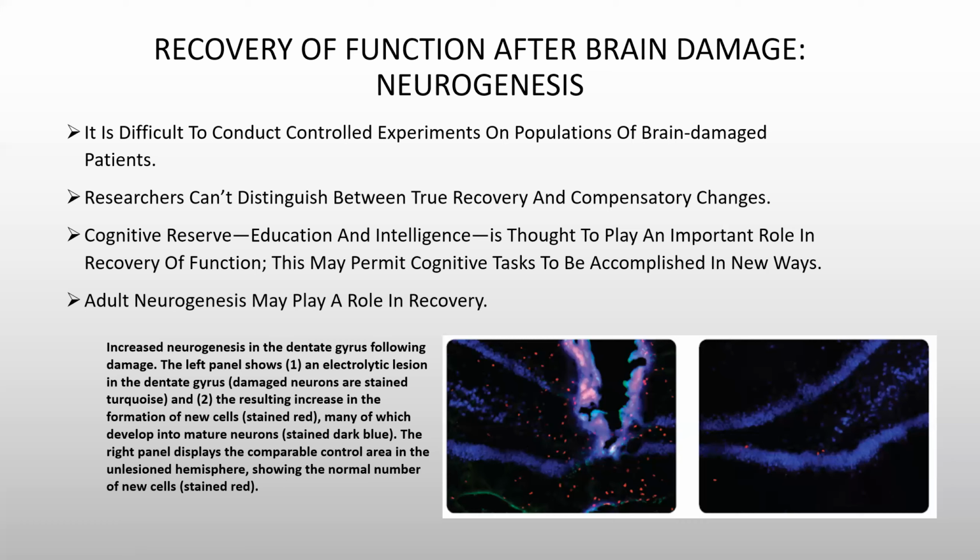The left panel shows an electrolytic lesion in the dentate gyrus, and the resulting increase in the formation of new cells stained red, many of which develop into mature neurons, which are stained dark blue. The right panel displays the comparable control area in the unlesioned hemisphere, showing the normal number of new cells.